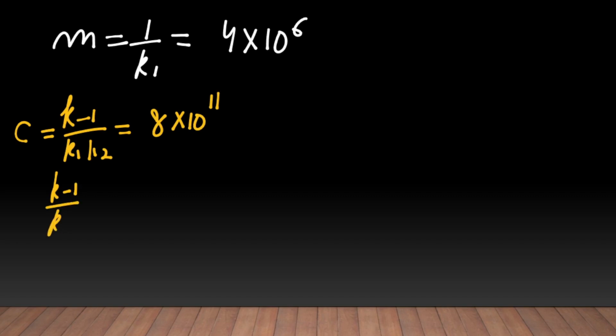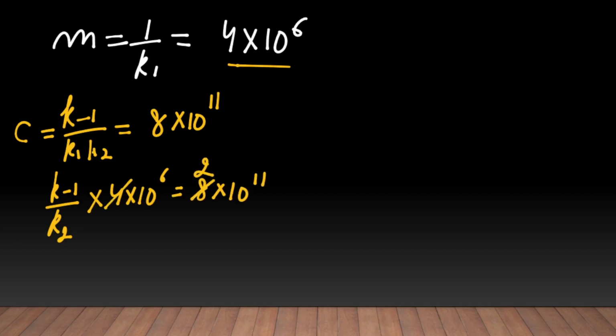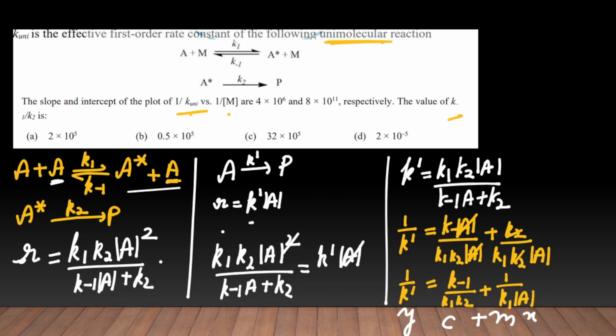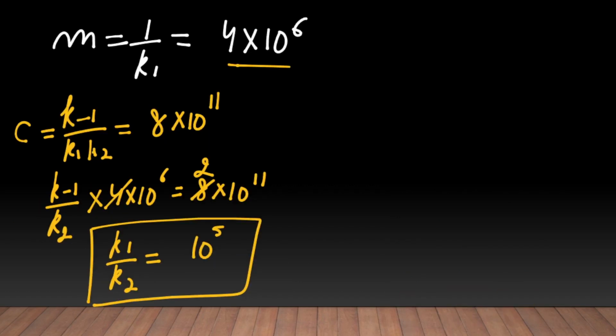So K inverse upon K2 into 1 by K1, that is 4 into 10 raised to the power of 6, is equal to 8 into 10 raised to the power of 11. So this becomes 2, and K inverse by K2 value is going to be 10 raised to the power of 5. So this is going to be the ratio between these two, right? So the answer is 2 into 10 raised to the power of 5.